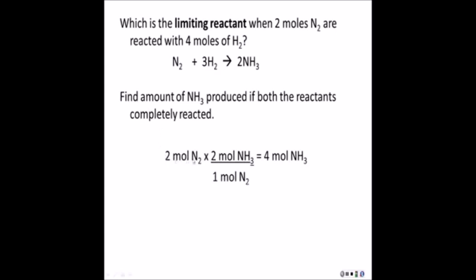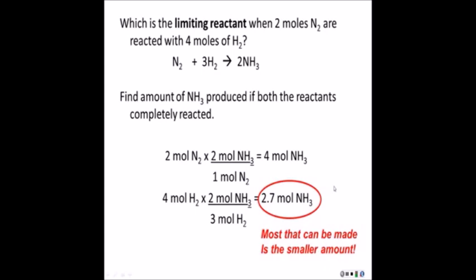For all of my nitrogen to react, it'll react in a 2-to-1 mole ratio. See the 2-to-1. And I could make 4 moles of ammonia. If all of my hydrogen were to react, here's my ratio from the equation for ammonia and hydrogen, 2 to 3. I could make 2.7 moles of ammonia. So you notice I have two different answers for how much ammonia I could make. The right one is always the smaller amount.